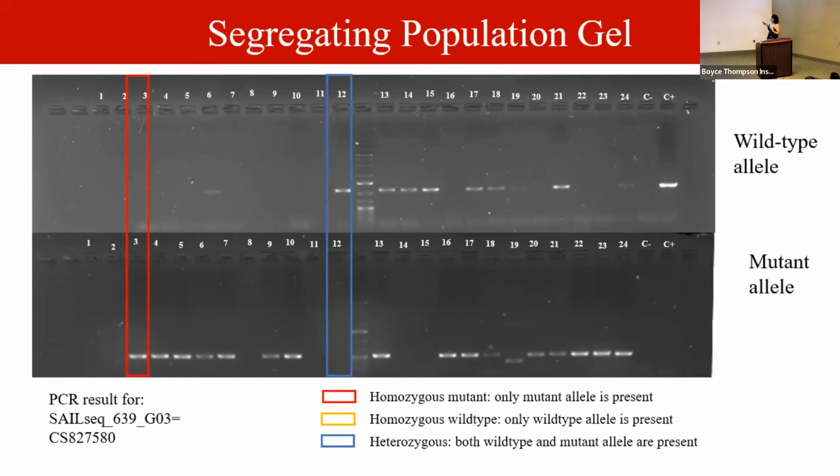In the case of 12, only a wild type allele was detected, therefore making it a homozygous wild type. Lastly, in cases such as 17, where both the wild type and the mutant alleles were detected, this individual was a heterozygous plant.